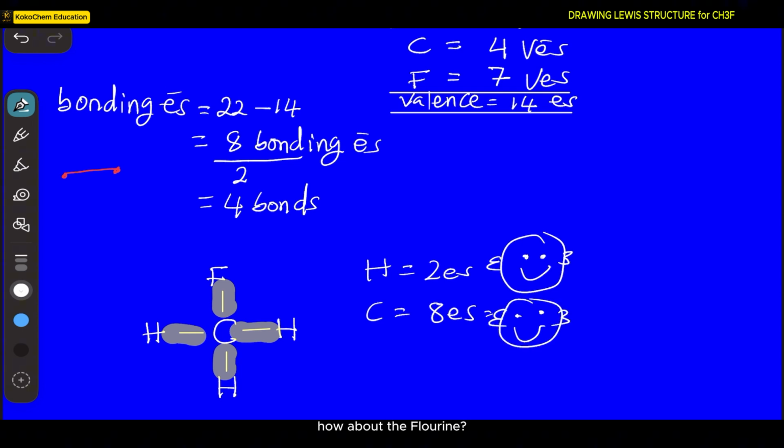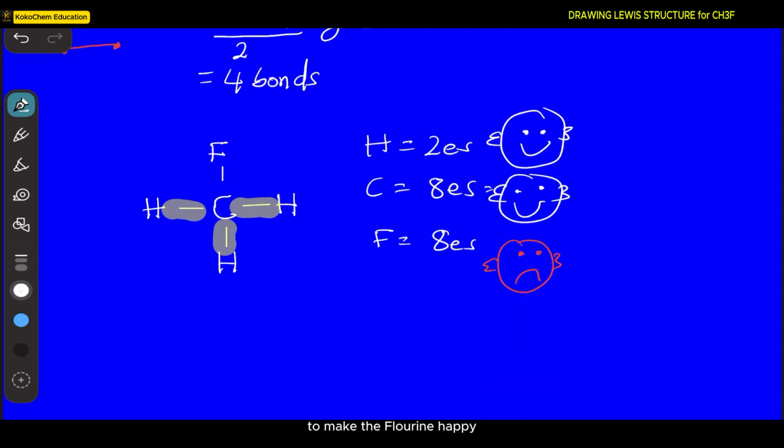How about the fluorine? The fluorine also needs 8 electrons, but currently the fluorine only has 1 bond attached to the carbon, which is only 2 electrons. So the fluorine is not happy. How do we make the fluorine happy? To make the fluorine happy, we have to give the leftover money to fluorine.